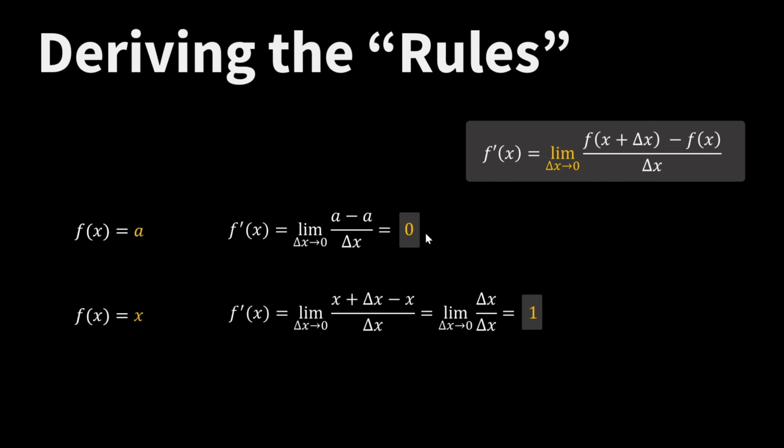Here is another very simple example, f of x equals x. Let's plug this function into our limit. F of x plus delta x is simply x plus delta x. F of x is simply x. So in the numerator we get x plus delta x minus x, which is delta x. This expression is a clean 1 for all delta x except 0. Since we never go all the way to 0, we get a clean 1 for this derivative.